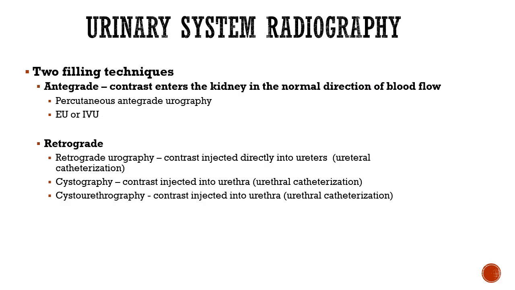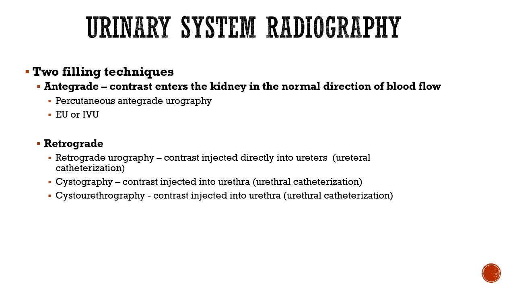For the urinary system, we have two filling techniques. One is called antegrade and one is called retrograde. Antegrade means contrast going in the kidney in the normal direction of blood flow. Retrograde is the reverse order. So antegrade is where contrast enters the kidneys, and one method is percutaneous antegrade urography, which we do not perform in diagnostic radiology, but we do perform EU or IVUs in some centers. EU stands for excretory urography, IVU stands for intravenous urography, and we're going to talk about that procedure.